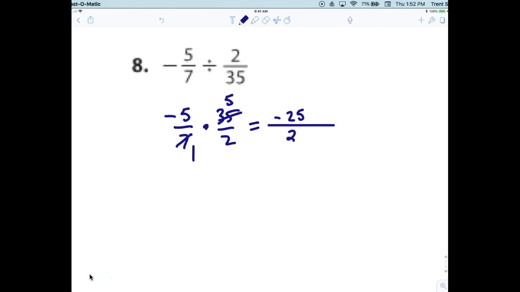Can you leave it as an improper fraction for me? Yes, you can, because we're advanced. Advanced, you leave as improper fractions. If you wrote it as a mixed fraction, negative 12 and a half, I'd still be fine. I'm just saying, just leave it as the improper. Anybody have any complaints with that?